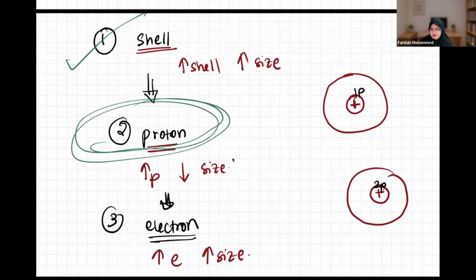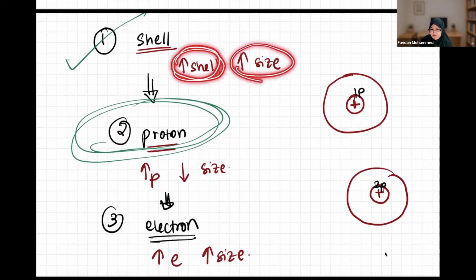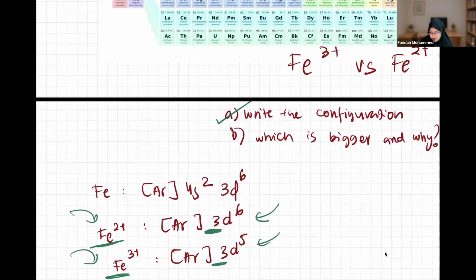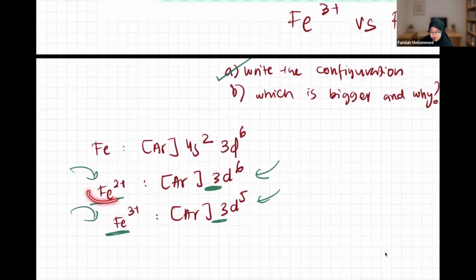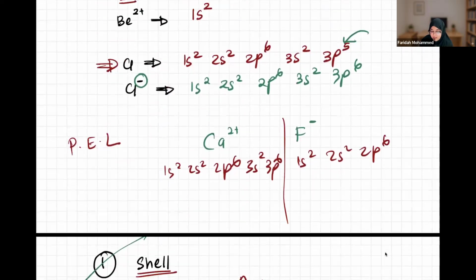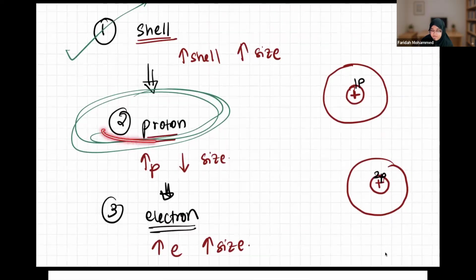To compare the periodic trend, the first thing you look at is the number of shells. The one with the higher number of shells is going to be bigger in size. Now, if the number of shells is the same, for example in Fe2+ and Fe3+, you then compare the number of protons.